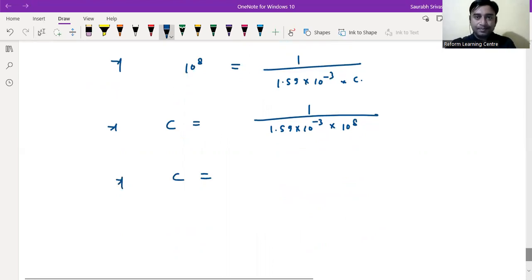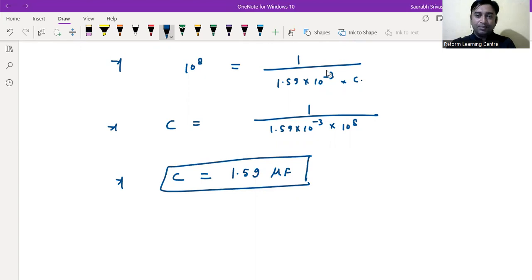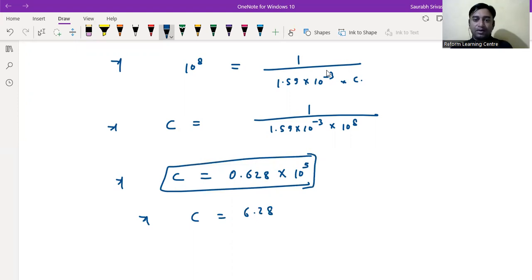C का वैल्यू बताएं. 1.59, ठीक है, आप क्रॉस चेक कर लीजिए, ये सिंपल कैलकुलेशन है. 1 by 1.59, 0.628 आता है. 1 divided by 1.59 बताइए 0.628. 1 divided 0.628 and is 10 to the power minus 3, 10 to the power 8 will be 10 to the power 5. ऊपर जाएगा plus. C will be equal to 6.28 microfarad.